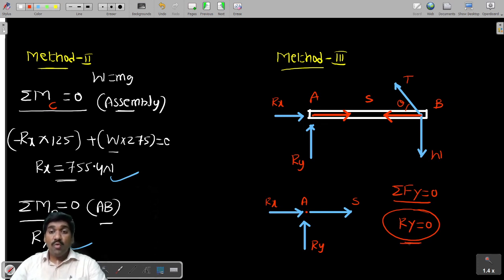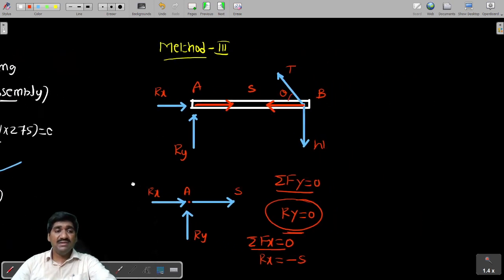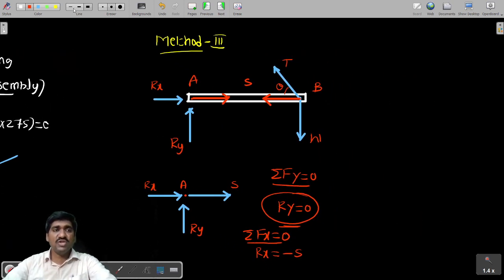Now, what about sigma Fx? By simply writing the summation of Fx equal to 0, I can say that Rx will definitely be equal to minus S. Okay, this one is also fine. But what about the point B? For the point B, we definitely have to apply Lami's theorem. This is the point B we have.